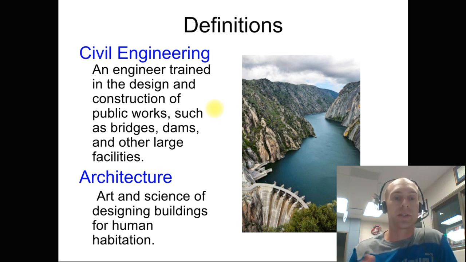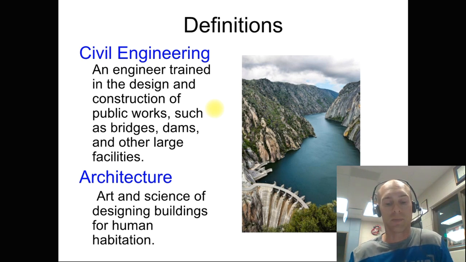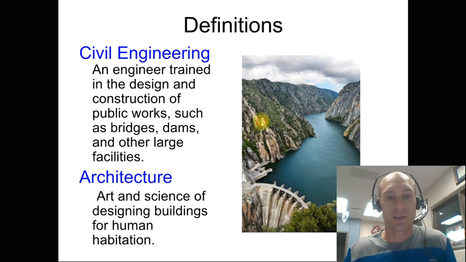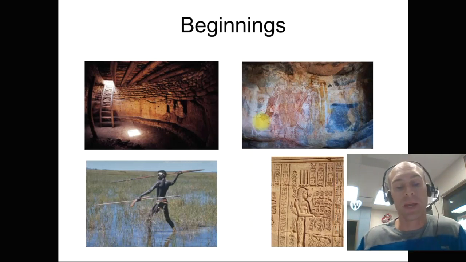So civil engineering, some of these things, bridges, dams, may not necessarily be habitation type things. So that's kind of your big distinguishing characteristic. Architects design things for human habitation. So architecture was born when people began to live in dwellings within communities.